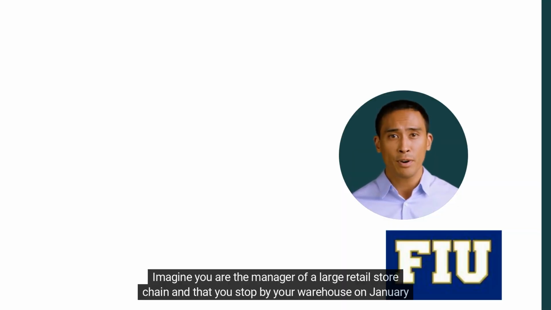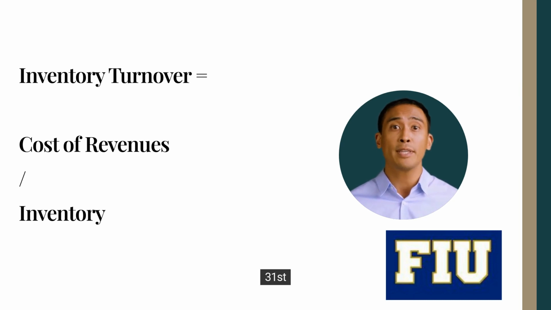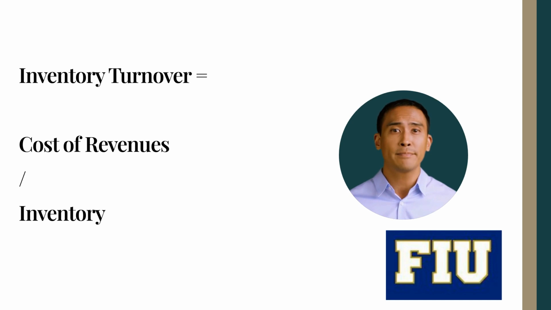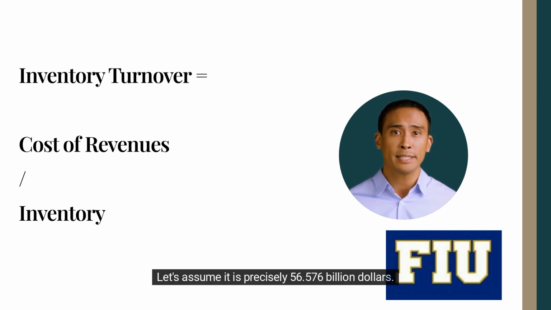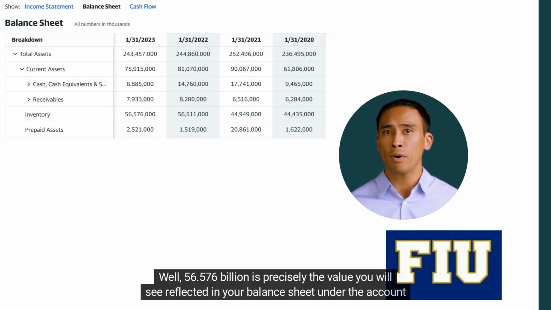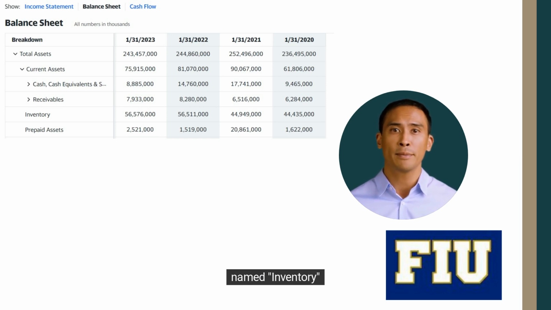Imagine you are the manager of a large retail store chain and that you stop by your warehouse on January 31st. How much is the value of all the goods you have in stock? Let's assume it is precisely $56.576 billion. Well, $56.576 billion is precisely the value you will see reflected in your balance sheet under the account named inventory.